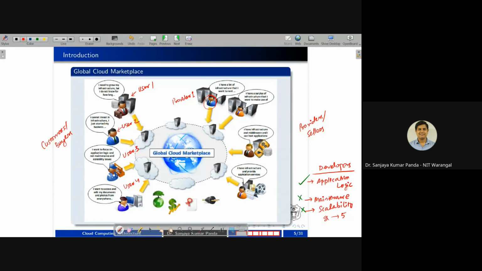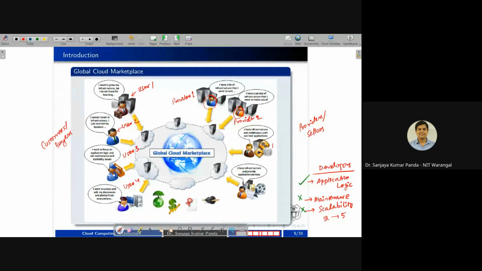User one requires some kind of infrastructure, and provider one says that I have a lot of infrastructure. See, both the requirements are satisfied. If both of them agree, then they can access the resources in the cloud marketplace. Similarly, if you talk about the second one, that is provider two. Provider two is saying that I have surplus infrastructure that I want to make use of. So somebody having surplus infrastructure, that surplus amount can be given to some other person, right? So provider two also can participate in the cloud marketplace and serve the users.